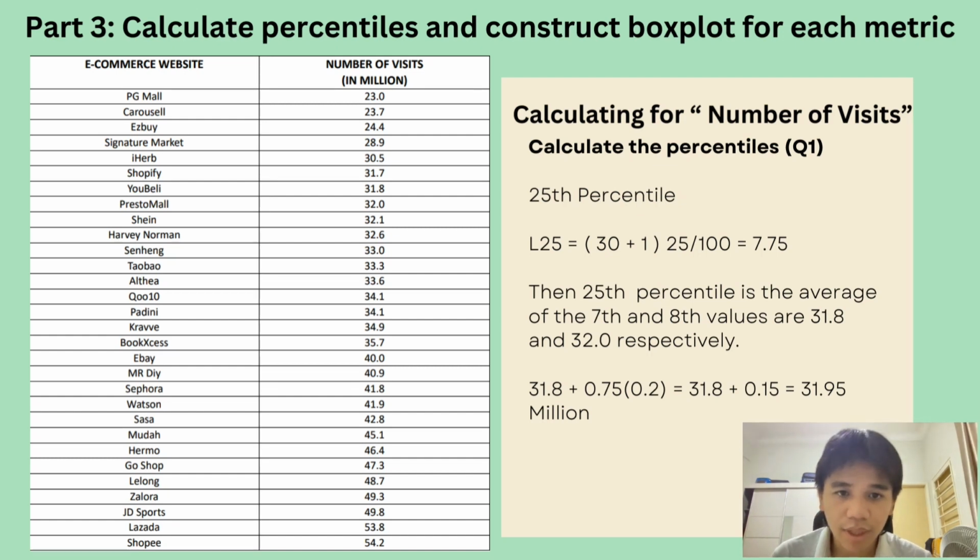For the first quartile, we use the formula as usual: 30 plus 1 times 25 over 100 equals 7.75. So we take the 0.75 as 75%. Then the 25th percentile is the average of the 7th and 8th values, which are 31.8 and 32.0 respectively. Filling in the information, it is 31.8 plus 0.75 times the bracket 32 minus 31.8, equals 31.8 plus 0.15, and the answer is 31.95 million.